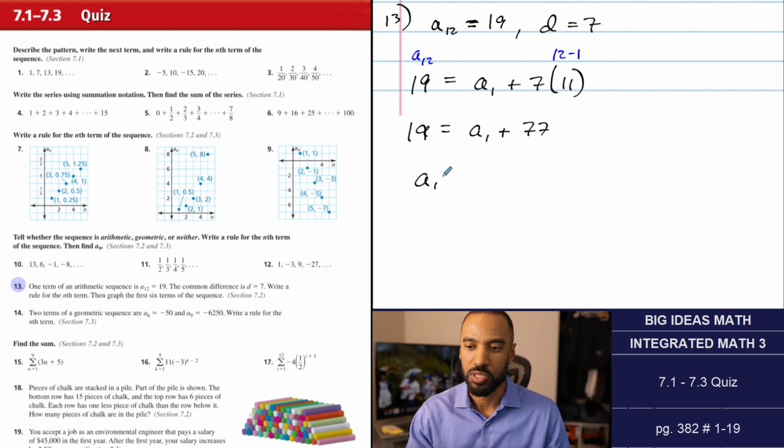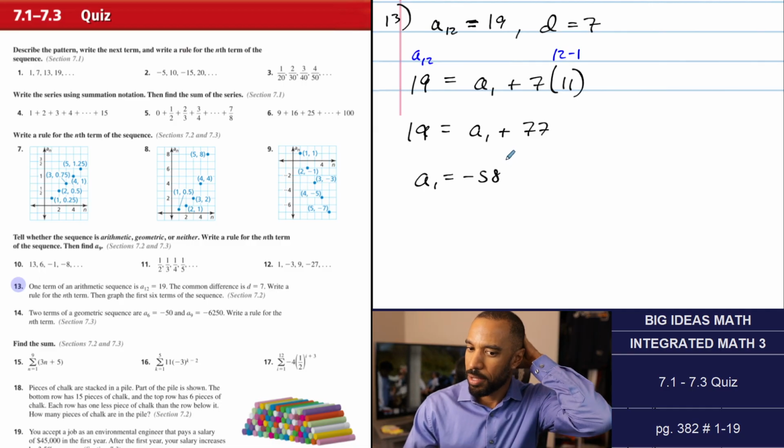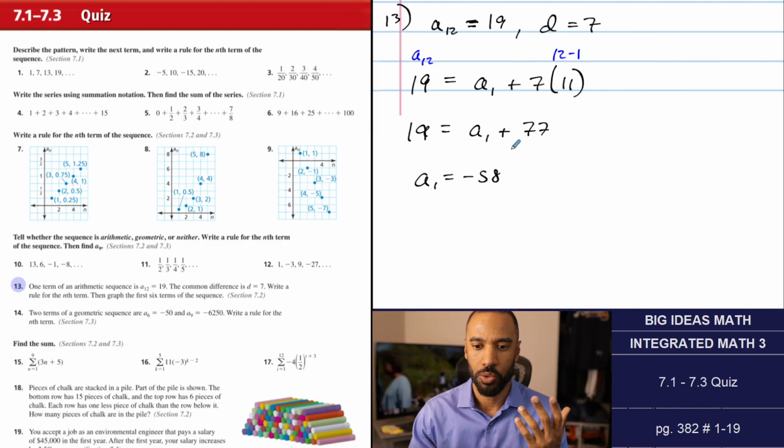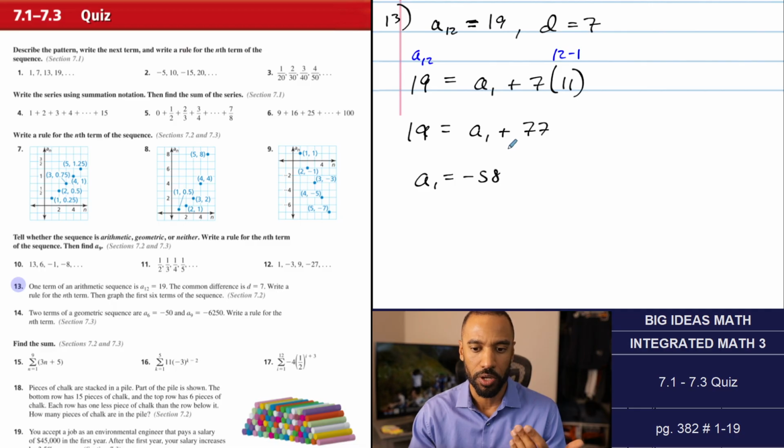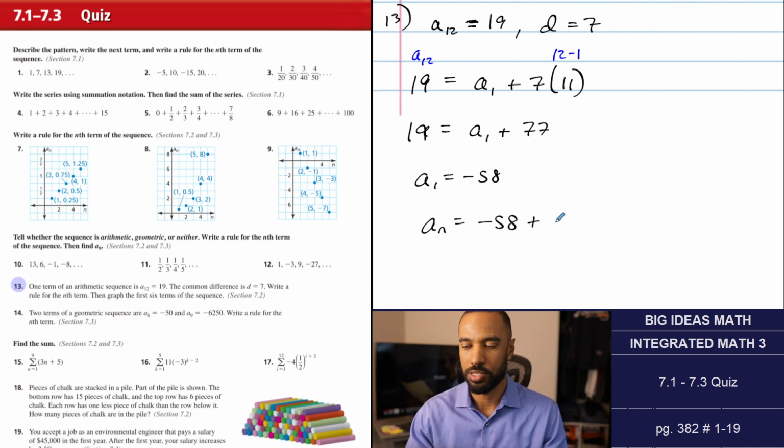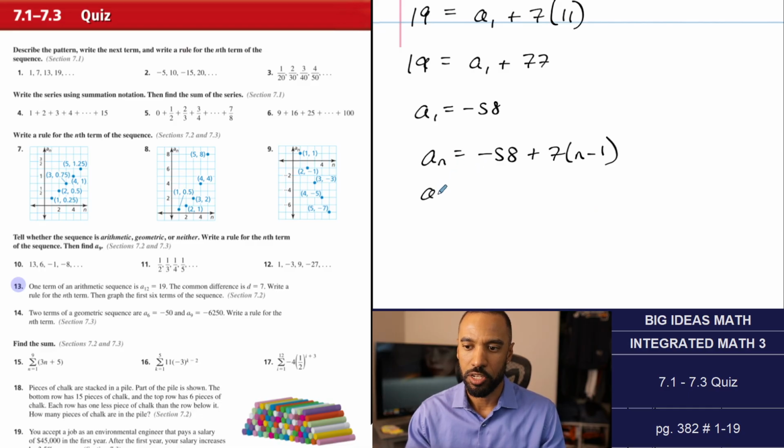Subtract 77 from both sides. You'll get a sub 1 equals negative 58, if I did that right. And then that is your first term. Your first term we're going to use. And so your rule will be a sub n equals negative 58 plus 7 times n minus 1. If we simplify that now by distributing the 7, 7n minus 7 and the minus 58 is negative 65.